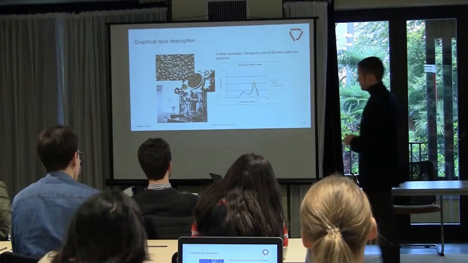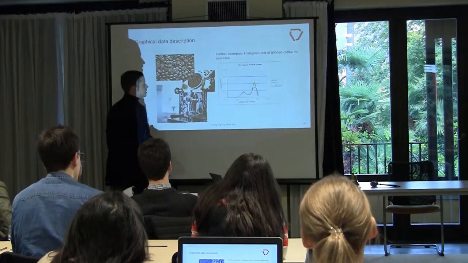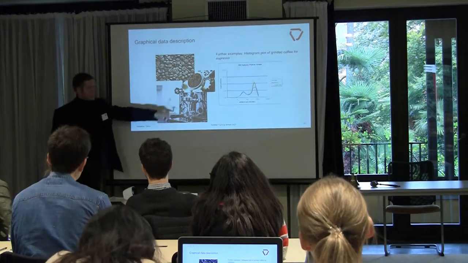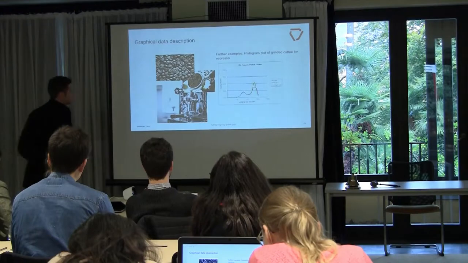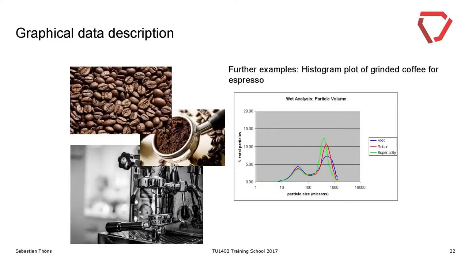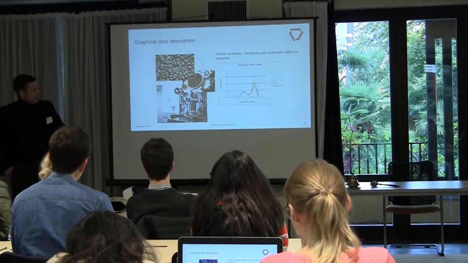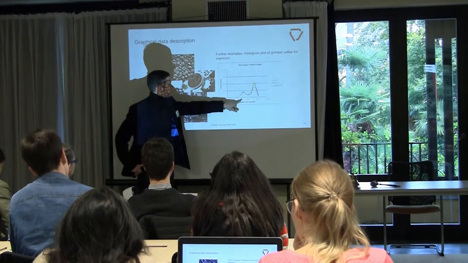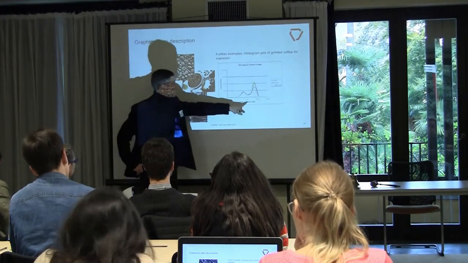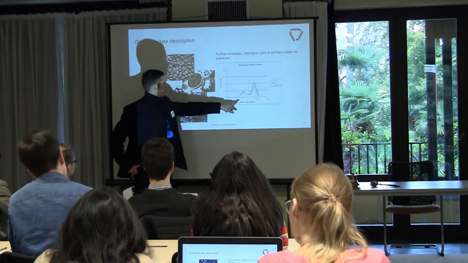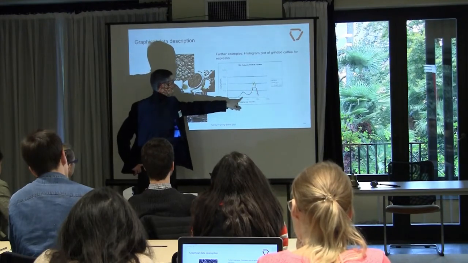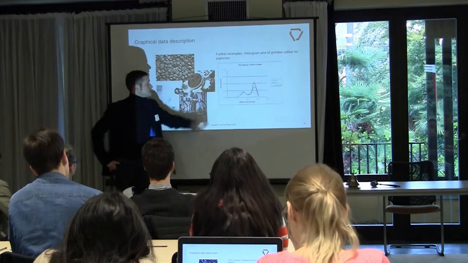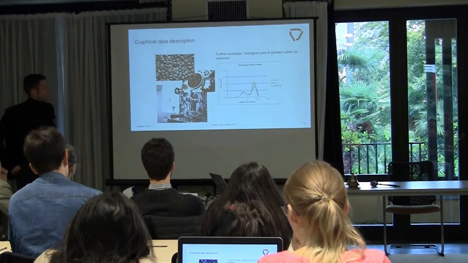So here we have the histogram of the grain distribution of ground coffee for a filter holder machine like this. I think that's an E61 brewing unit. We have a two-peaked histogram. We have one peak here, in microns, at about 70 or 80 microns. Then there are other peaks, and these are two or three different coffee grinders, and they all have the same peak here.